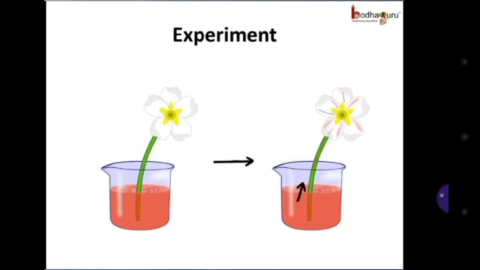Why? It is because the red water rose through the pipeline of the xylem tissue in the stem to reach the flower. So we see the xylem tissue cells form a continuous network channel to connect the root to the leaves, to the stem and the branches. Thus, water is transported to the leaves.